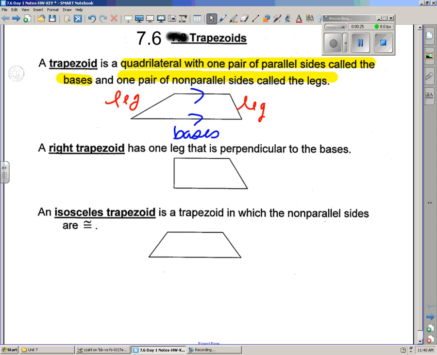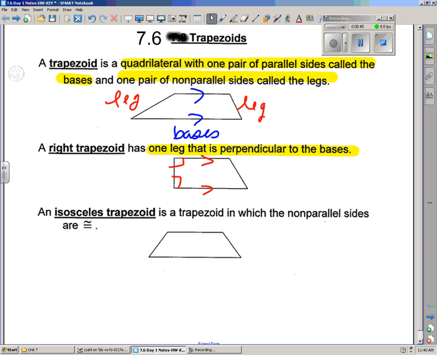If you've got a right trapezoid, sorry about this screen kind of crazy here. A right trapezoid has one leg that's perpendicular to the bases. So you pick one of those two legs and then the bases that are parallel, and you've got right angles made with those bases. Again, these are the parallel sides.